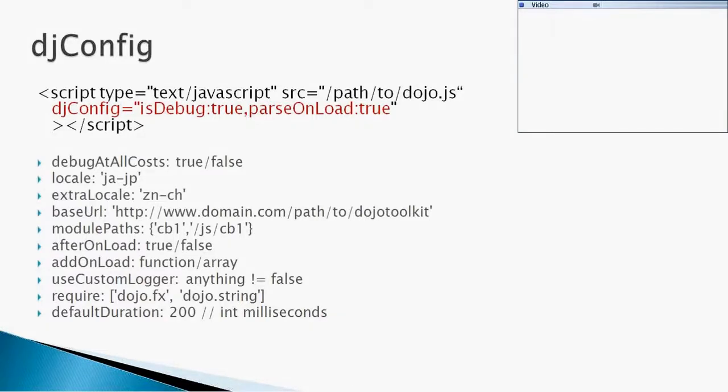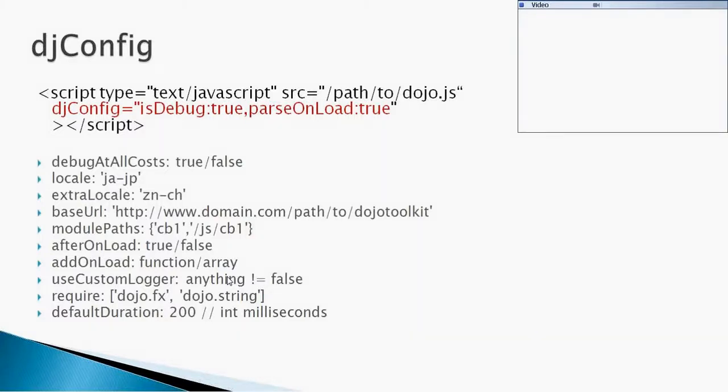In front end, everything is very important. Even if you can save a few instructions, it's good. Similarly, you have all sorts of other configurations also, like debugAtAllCosts, locale, and then baseUrl, modulePaths. We separately defined dojo.registerModulePath, but you can provide the same thing inside the djConfig also. And you can add as many namespaces here. It's not that you can add only one. You can add many of them.